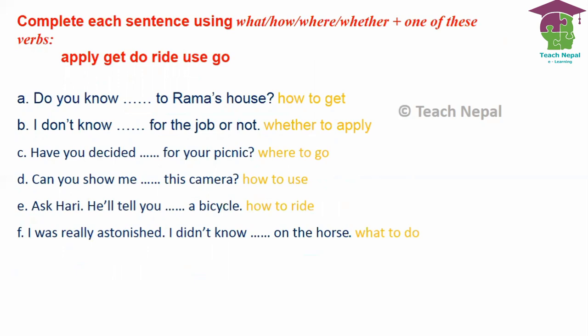Number C, where to go. Number D, how to use. Number E, how to write. Number F, what to do. Right? In this way, please check it out.